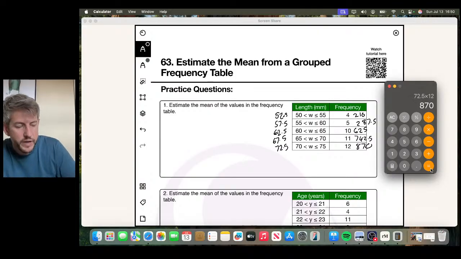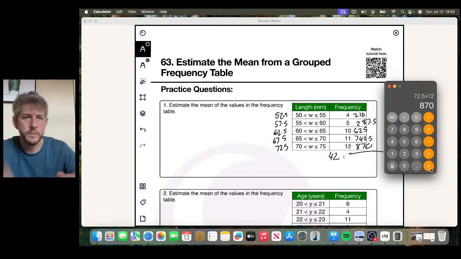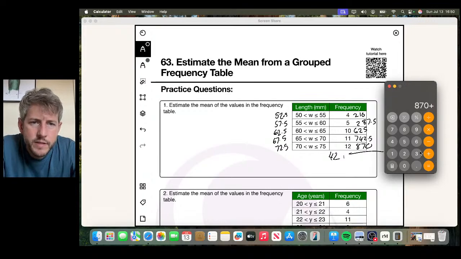Okay, so then we need to total the frequencies and total these. So 4 add 5 is 9, 19, 30, 42. And then total these numbers as well. So 870, add 287.5 plus. These are the ones where you're just most likely to go wrong because you've got to type so much in.